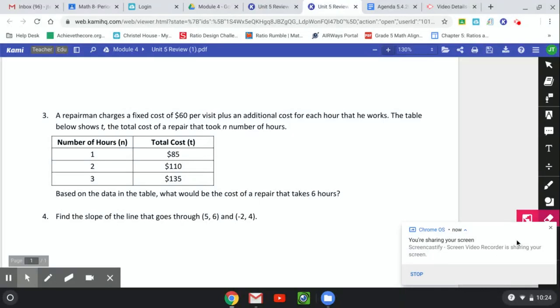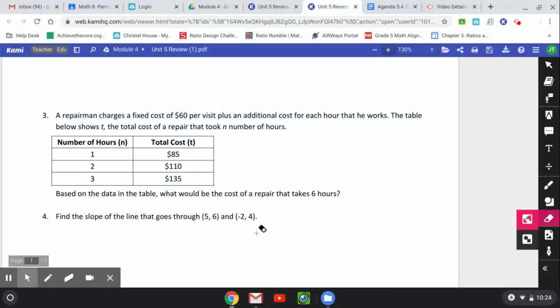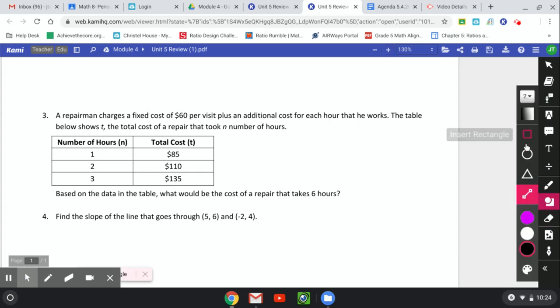Alright guys, so in this video we're going to analyze a word problem. And so right here we have number 3, says a repairman charges a fixed cost. So what I'm going to go ahead and do is use these shapes right here, and I'm just going to insert little boxes over things. So it says a fixed cost of $60.